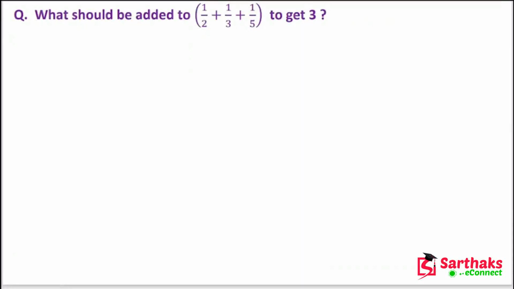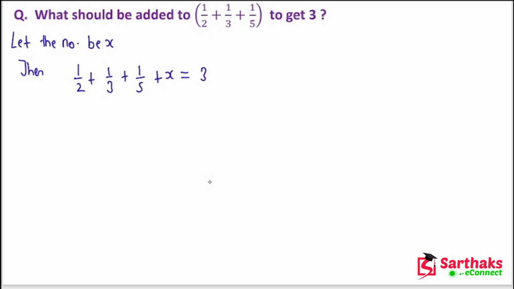Let the question be, what should be added to 1 by 2 plus 1 by 3 plus 1 by 5 to get 3? Let the number be x. Then we have said that what should be added to this to get 3. So 1 by 2 plus 1 by 3 plus 1 by 5 plus x is equal to 3. So we have to find x, right? We have added x to the sum of these three numbers, and we got 3.